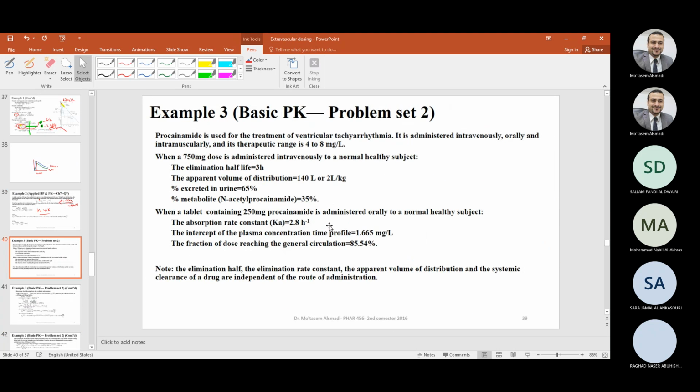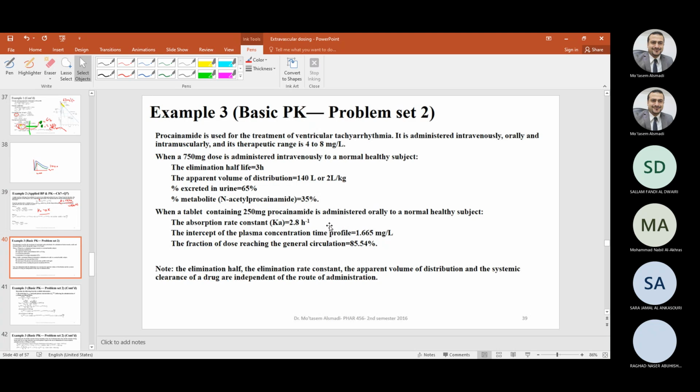We have seen this example before. I think it was example 5 in the chapter by V. Wallace. Procainamide is used for the treatment of ventricular tachyarrhythmia. It is administered intravenously, orally, and intramuscularly. There we talked about the intravenous route, right? Here we talk about the oral.